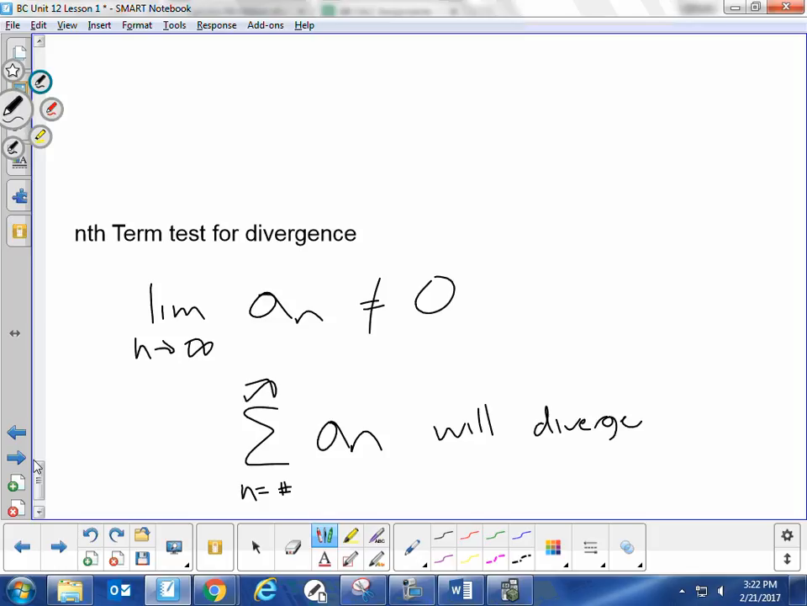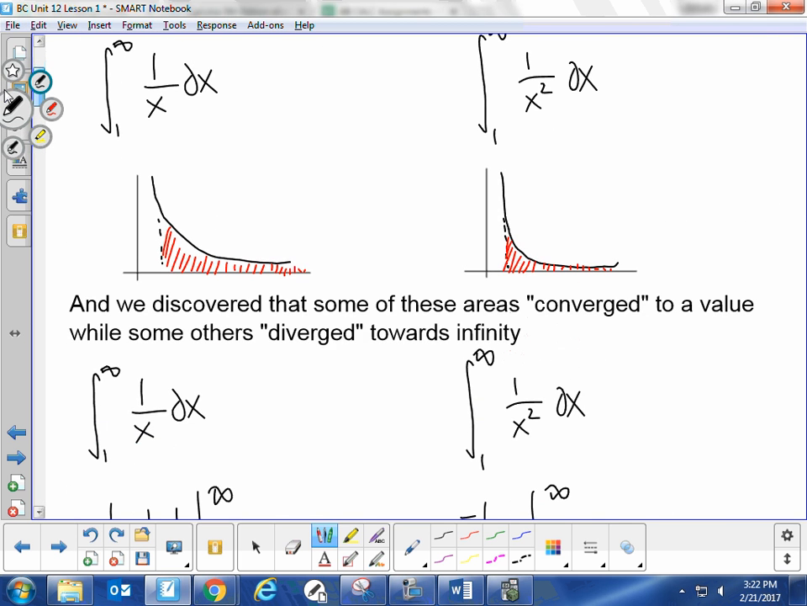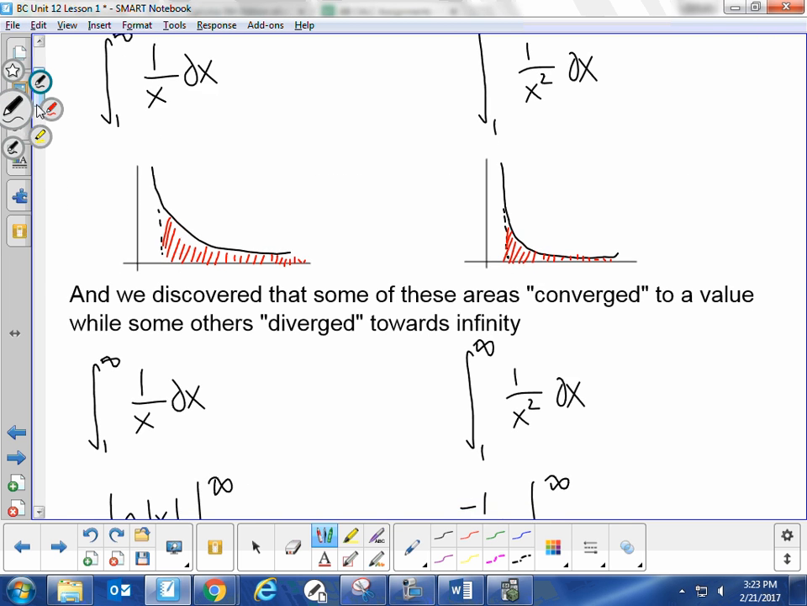Okay, we need to have a certain situation like 1 over x or 1 over x squared, where I'm adding consistently smaller and smaller values that are trending towards 0. And the question is, are they going to be small enough so that I'm not adding enough for that to increase in value? It'll just approach a certain value. 1 over x squared, we took this infinite sum of all of these values, and it approached 1, which was the area. However, 1 over x did not approach anything. Just approaches infinity.